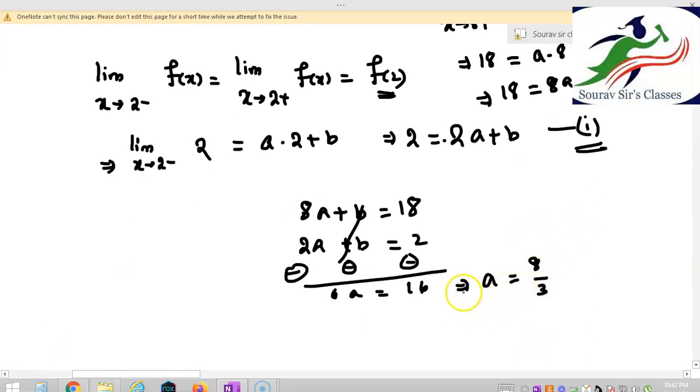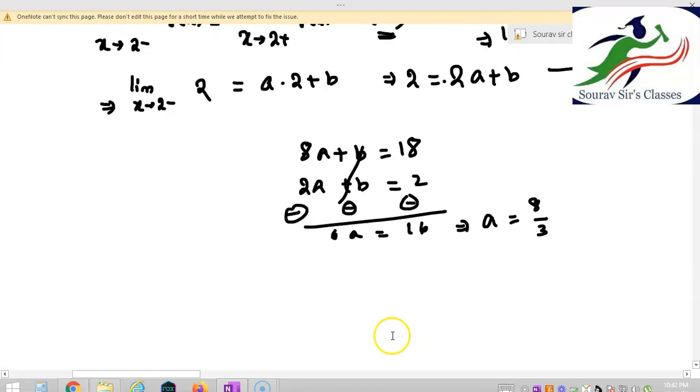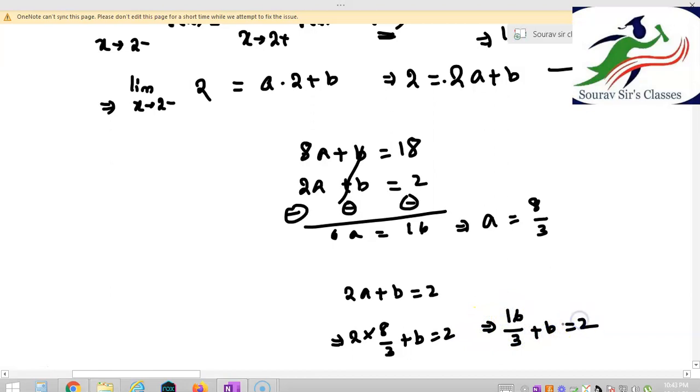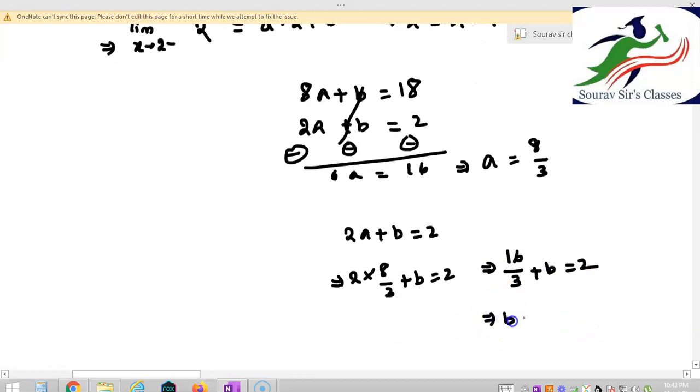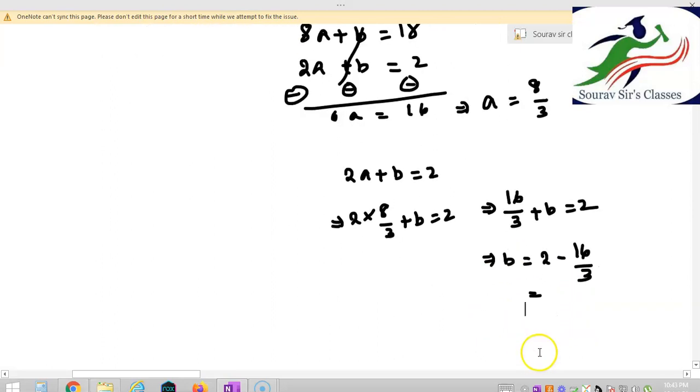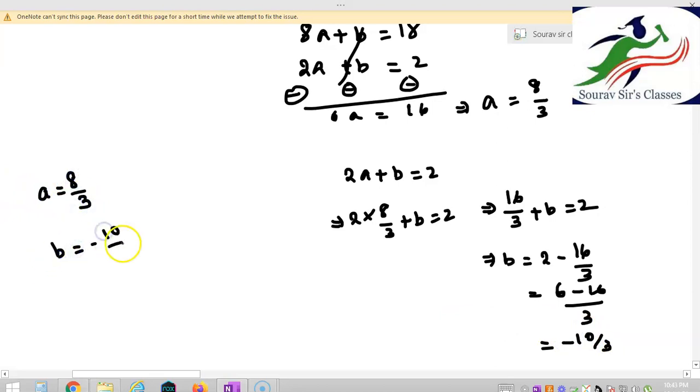So now let us find the value of b. So we know that 2a plus b is equal to 2. Need to put the value of a, 8 by 3, into 2a plus b is equal to 2. So 2 into 8 by 3 is 16 by 3, so 16 by 3 plus b is equal to 2. So the value of b will be 2 minus 16 by 3. So it will be 6 minus 16 by 3. So it will be minus 10 by 3, right students? So a is equal to 8 by 3 and b is equal to minus 10 by 3.